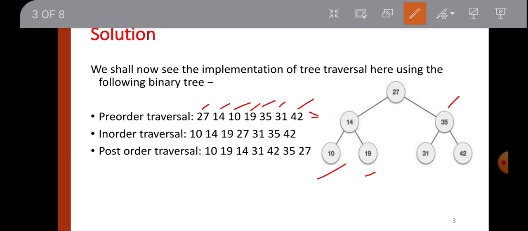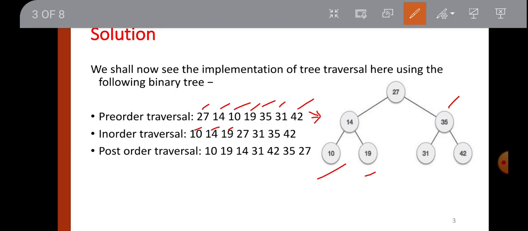Then we are going to move to in-order traversal. The in-order traversal is nothing but first we perform the traversal of the left subtree, then the root node, followed by the right subtree. Here 27 is the root node. For that, the left subtree is 14. 14 is also a parent node which has left and right children. So for 14, 10 is the left node. So 10 is placed first, followed by the root node, 14, the parent node, followed by the right node, that is 19.